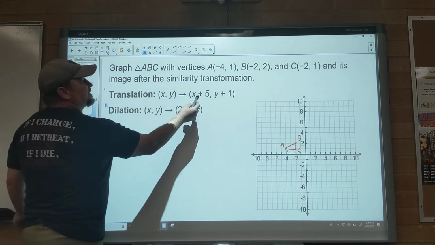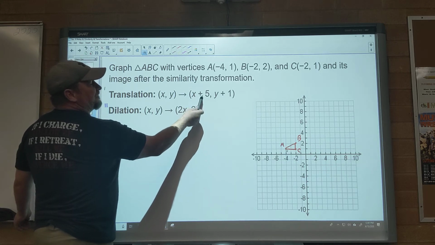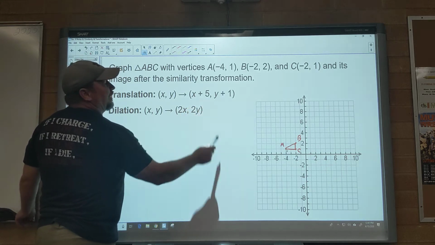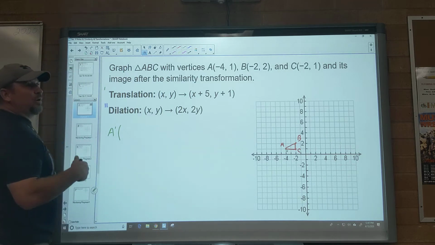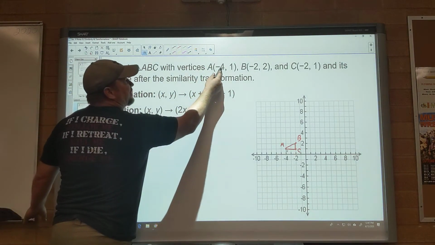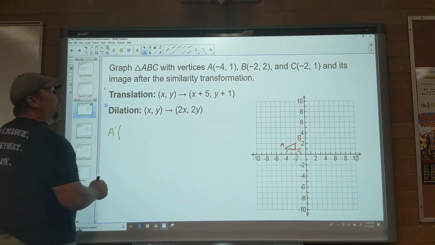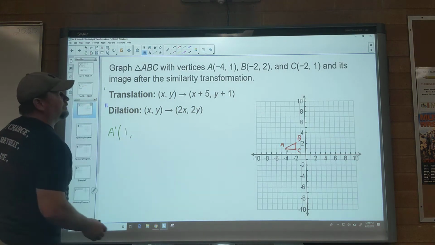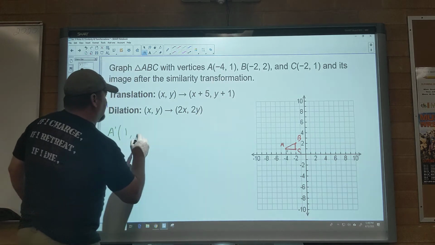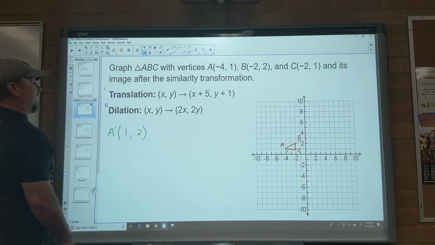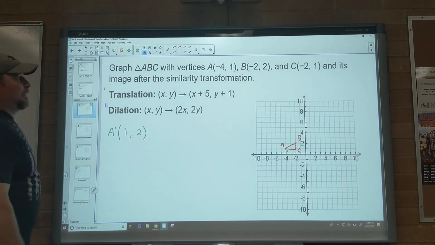All right, they want us to move it right 5, so I've got to add 5 onto my X, and they want me to go up 1, so I want to add 1 to my Y. So I'm going to go 5 to the right. So add 5 onto -4. That will turn into 1. 1 plus 1 is 2. So there's my new asterisk for that.